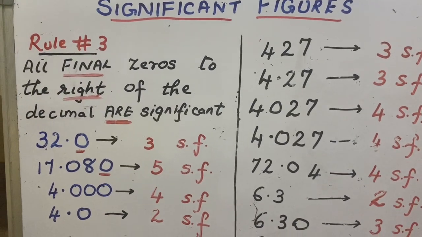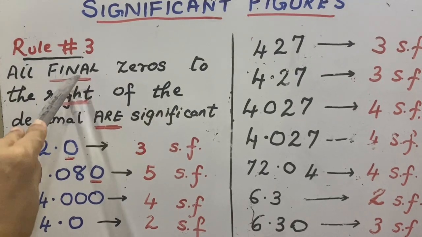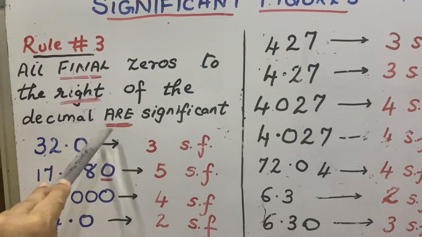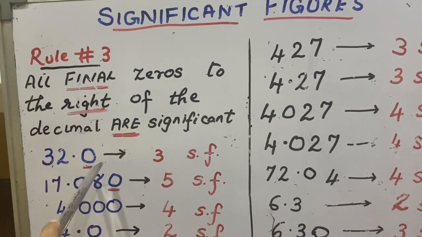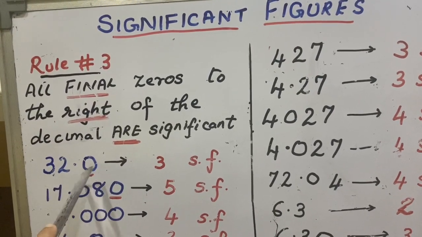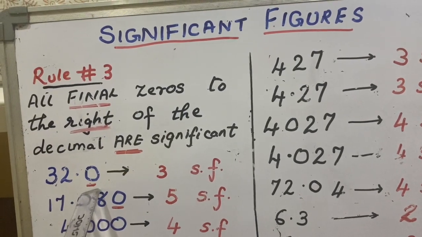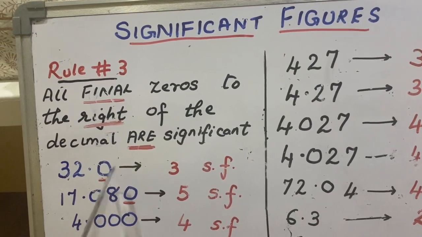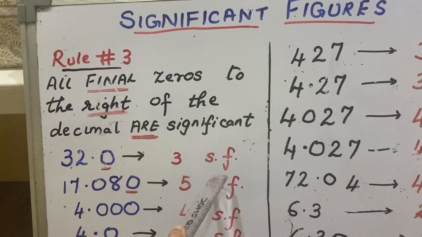Let's understand the next rule. All final zeros, very important, final zeros to the right of the decimal are always significant. 32.0. See, it's a 0 which is following the decimal point. Then this 0 will be significant. 0 to the right of the decimal. So now 32.0, it is 3 significant figures.